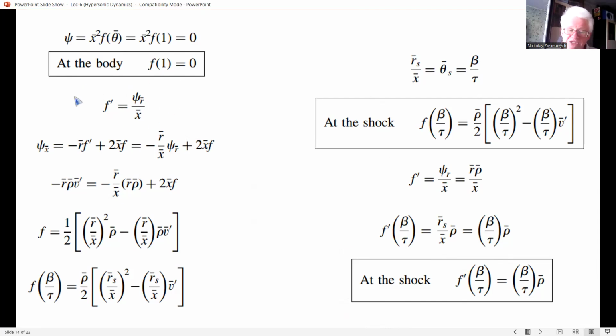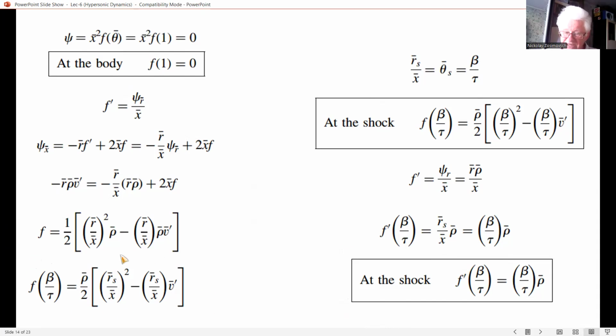Substituting this equation into the previous one from the beginning of the lecture, we can get an expression for psi in this one. After the next substitution, we can obtain the next expression in the middle. Solving this expression for f, we can get this more compact expression, right? At the shock wave, this compact equation becomes the one on the bottom.